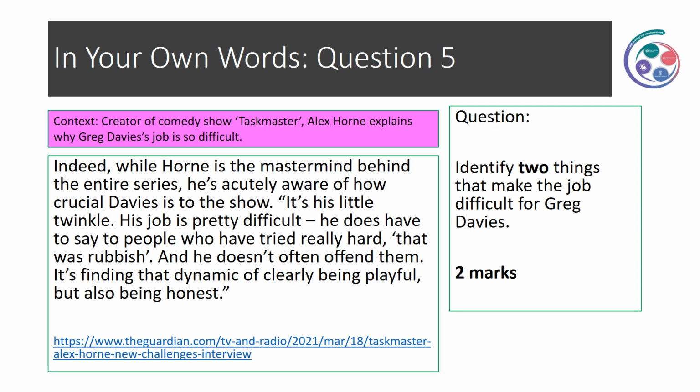Indeed, while Horne is the mastermind behind the entire series, he's acutely aware of how crucial Davies is to the show. It's his little twinkle. His job is pretty difficult. He does have to say to people who have tried really hard, that was rubbish. And he doesn't often offend them. It's finding that dynamic of clearly being playful, but also being honest.